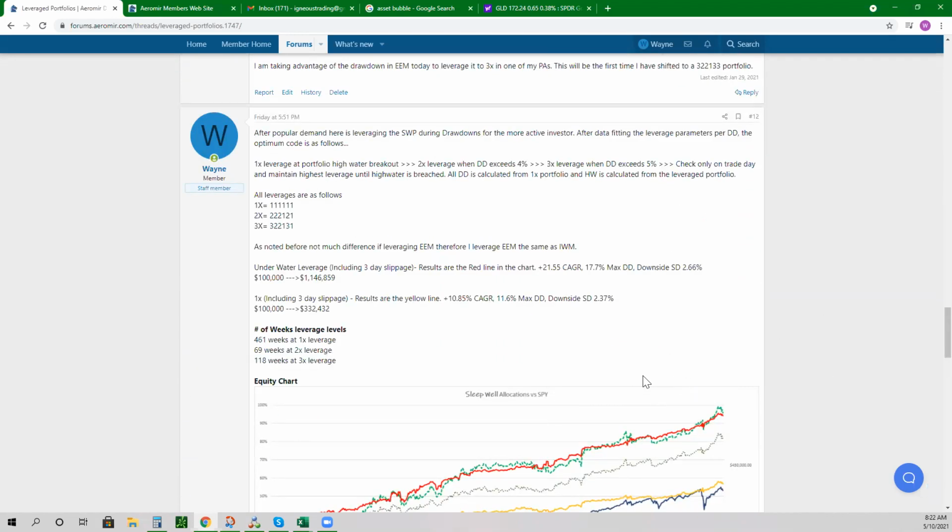I went through and I was just tweaking an algorithm for it, and the points that the data pointed to were basically at 1x, which is just high water. So if the portfolio ever breaks a new high water, so we ever get back up to our highs, you go back to a 1x variant. And if the drawdown exceeds 4% from the high water, you 2x leverage it. And when it exceeds 5% or more, you go up to 3x.